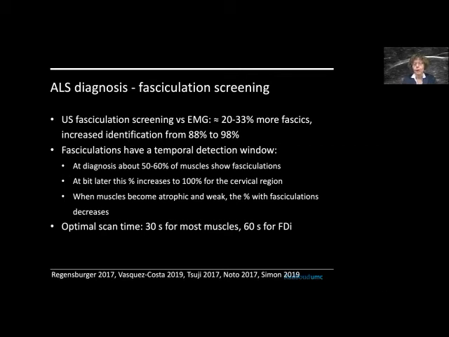And what we know about ALS is that these fascics have a temporal detection window. So when patients come to your office for the first time, usually about 50 to 60% of them will show fasciculations in their muscles. Somewhat later, this will increase to almost 100% for the cervical region. But when the disease progresses and these people become worse, their muscles become atrophic and weak, and then they can't fasciculate anymore. So it has a temporal dynamic in it.